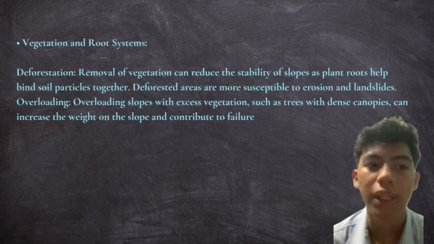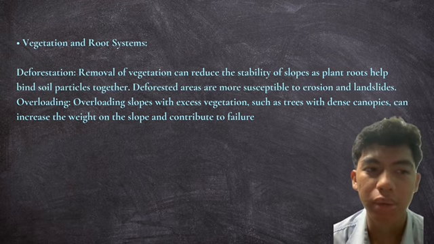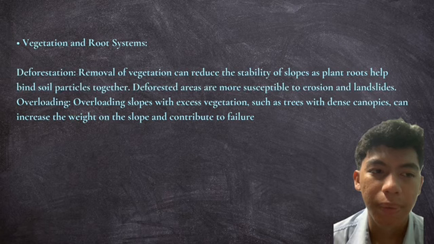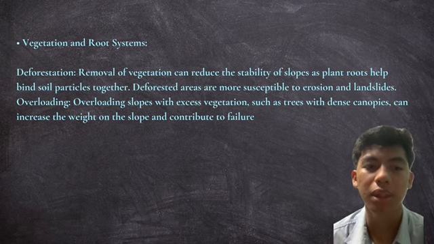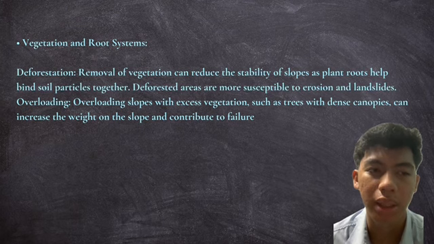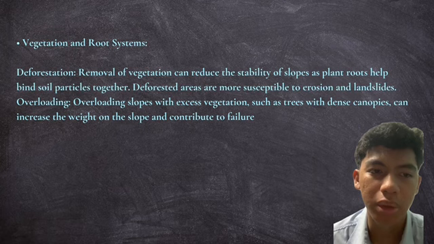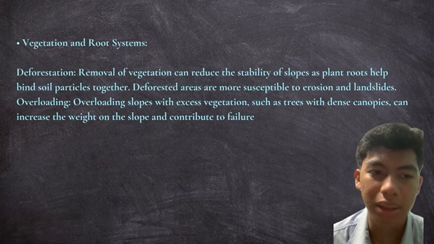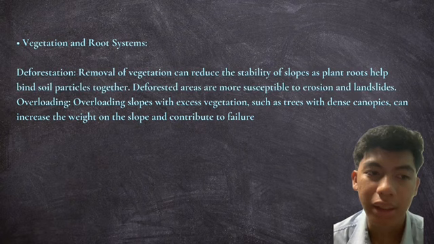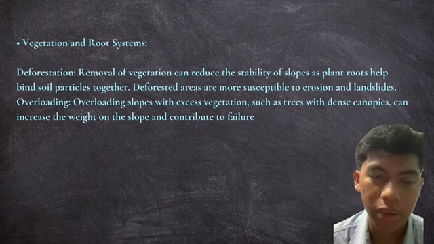Next, and finally, the cause of slope failure is vegetation and root system. First is deforestation. Removal of vegetation can reduce the stability of slope as plant roots help bind soil particles together. Deforested areas are more susceptible to erosion and landslide. Next is overloading. Overloading a slope with excess vegetation such as trees with dense canopies can increase the weight on the slope and contribute to failure.